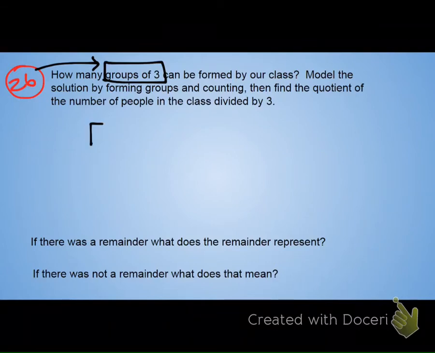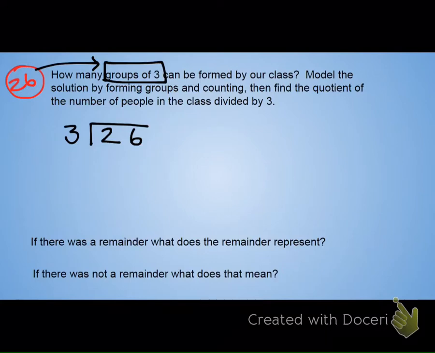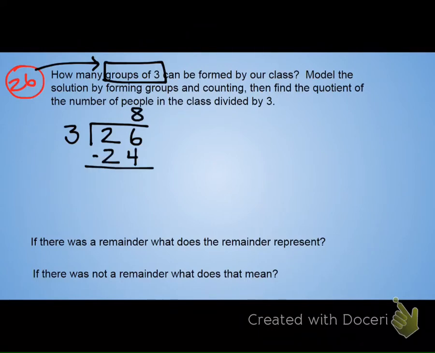So showing that mathematically, we're going to take our 26 students, that's you and everyone else in the class, and we're going to put you into groups of 3. So how many groups can we form? If we go ahead and divide here, 3 goes into 26 how many times? It would be 8 times. We multiply, we get 24, and we subtract, we have 2 left over. So we have 8, remainder 2.